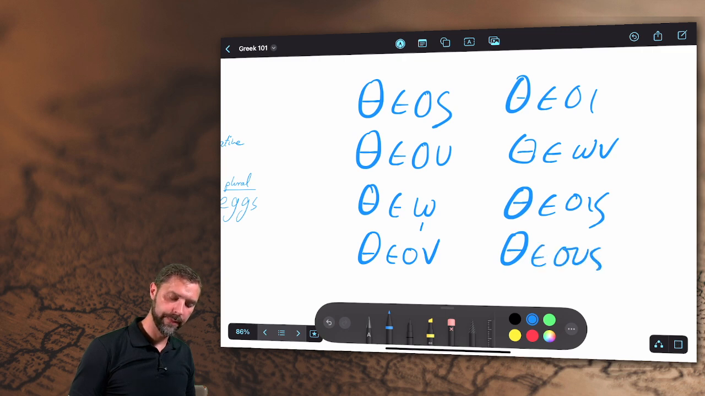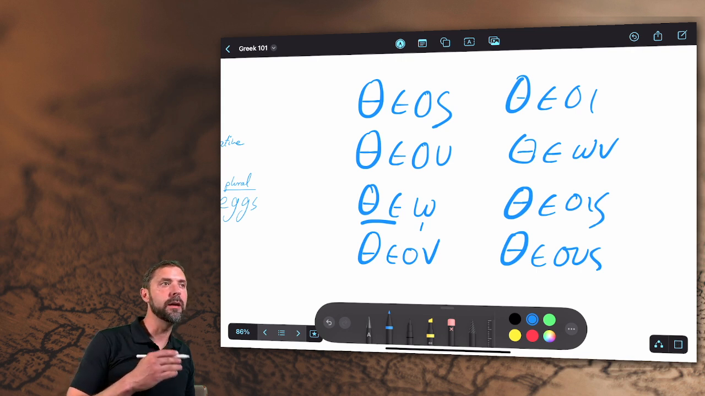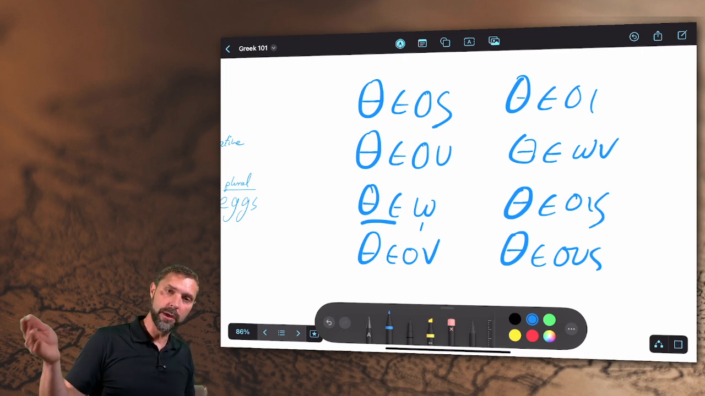and theous. And if I was writing down those to actually translate them, theos would be the subject. So God sent his son. Theou is genitive, so it could be something like the love of theou, the love of God. Theo would be dative. And so I'm going to say, I gave, my love has been given to God.